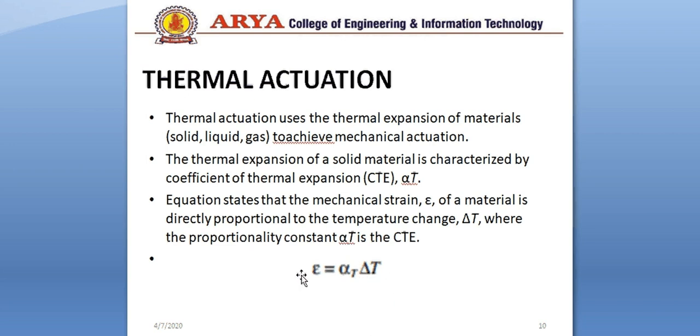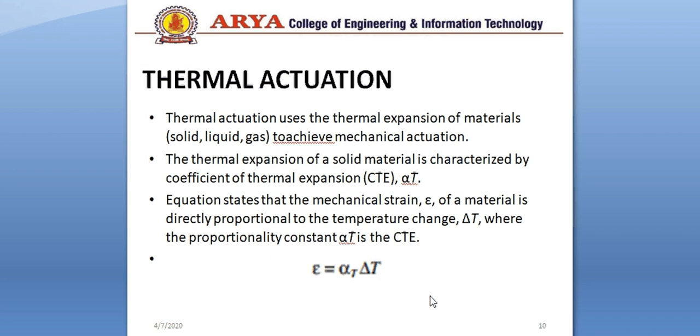The mechanical strain, epsilon is the term used for defining the strain, is proportional to the change in temperature, and if the proportionality sign is neglected, then epsilon equals alpha T into delta T. And what is alpha T? Alpha T is the proportionality constant known as the coefficient of thermal expansion. So to achieve mechanical actuation, this formula is very useful. The thermal expansion of solid material is characterized by the coefficient of thermal expansion, that is alpha T.